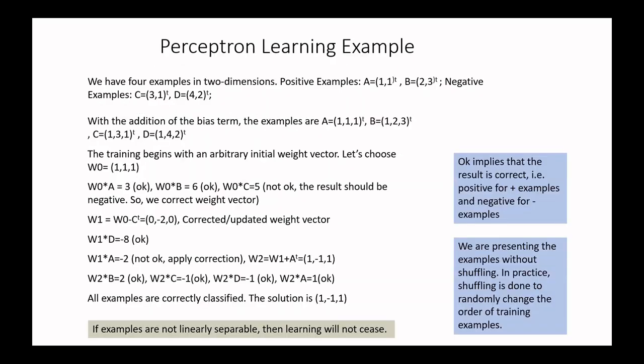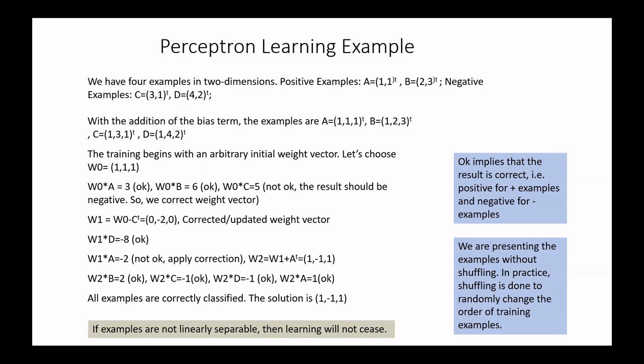Let's look at this rule in terms of a very simple example. Suppose we have two positive examples, example A and example B. Example A has two features, both with values of 1 and 1. Example B has two features, with values 2 and 3. The negative examples are C and D, with the respective features being 3 and 1, and 4 and 2.